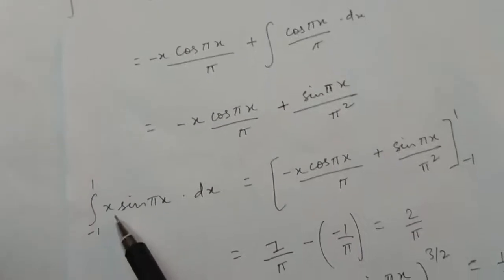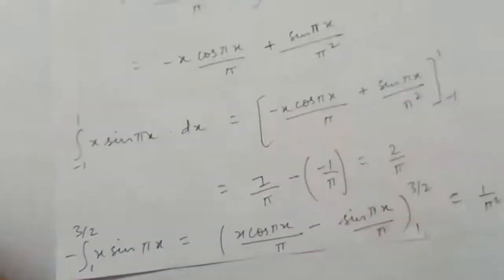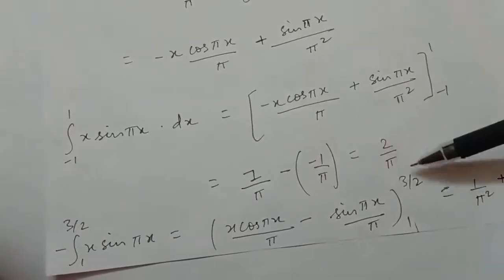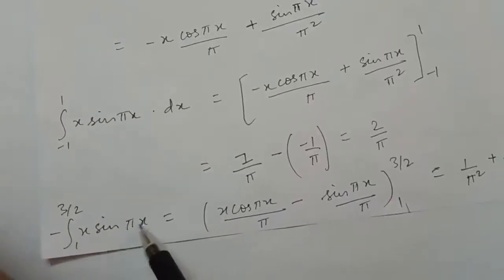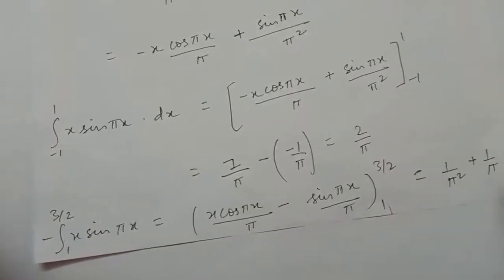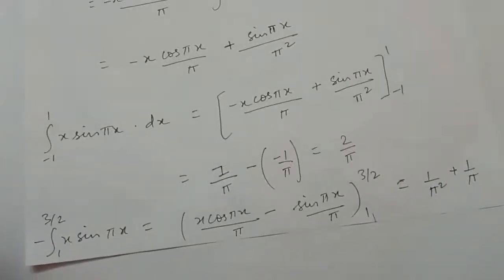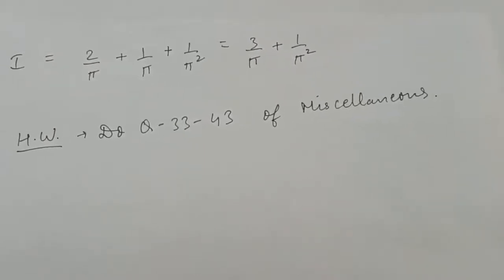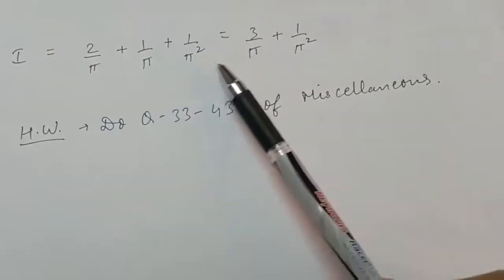So the value of the integral of x sin pi x from the limits minus 1 to 1: in this function, put these limits 1 and minus 1. So you will get it as 2 by pi. And in this minus x sin pi x, which is this, when you put the limits 1 and 3 by 2, you will get 1 upon pi square plus 1 by pi. The given integral will be the sum of the two definite integrals we have just found above. So 2 by pi plus 1 by pi plus 1 by pi square, that is this.